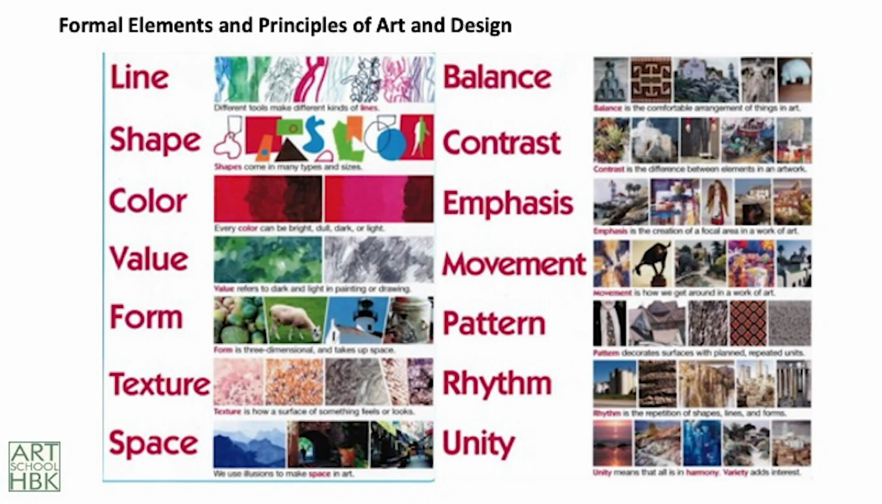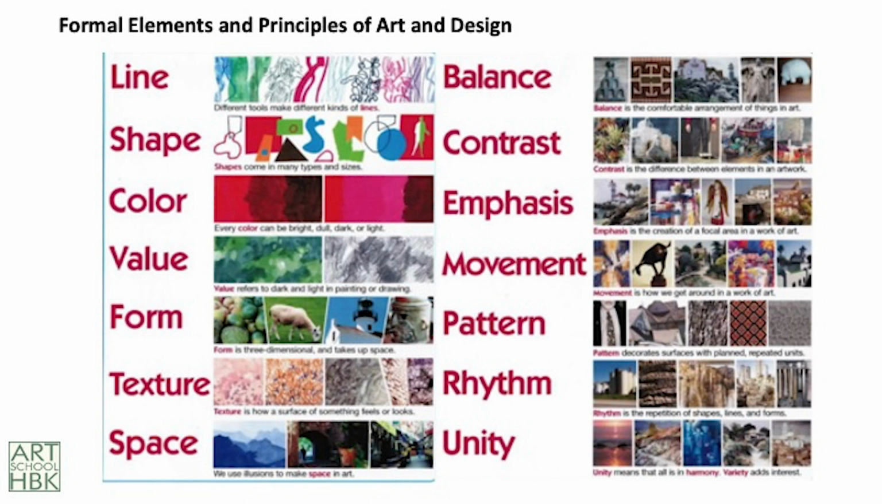This slide gives you the basics of the formal elements and principles of art and design. These are the ideas that help us think about how to put a picture together. So when you're looking at how the artists make their work, this is what you're looking at. So you've got line, shape, colour, value, form, texture and space. These are the formal elements. And when you add these together, you get ideas like balance, contrast, emphasis, movement, pattern, rhythm and unity. We're more interested in the elements at the moment rather than the principles.